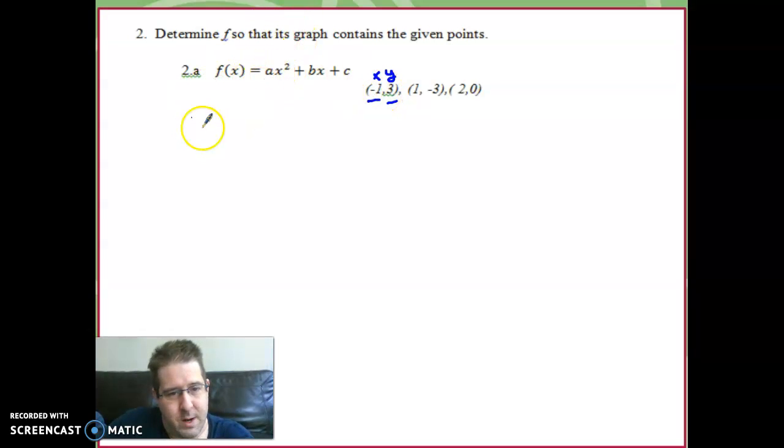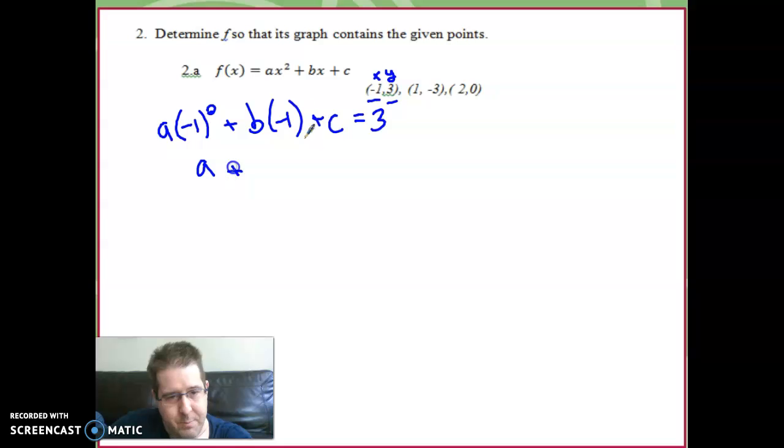If I put negative 1 in for x, that would be a times negative 1 squared plus b times negative 1 plus c equals the y, which happens to be 3. Now if I simplify that, negative 1 squared is 1, so that's 1a minus 1b, because negative 1 times b is negative b, plus c equals 3.